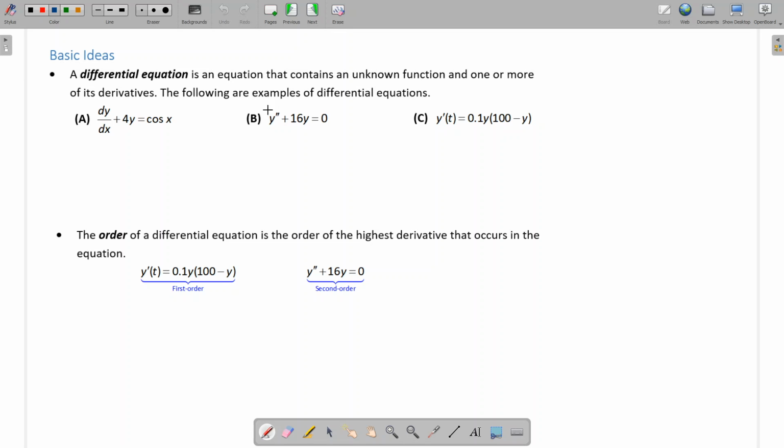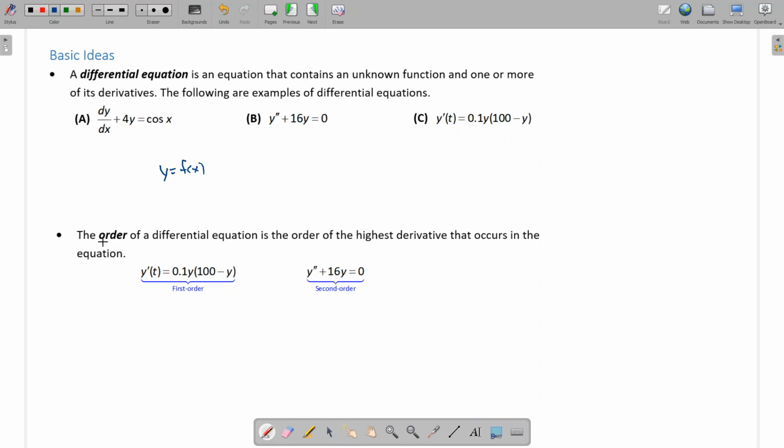In the second one, you have a second derivative of a function with the function itself. And then in this one, we have the first derivative of a function, and it's equal to this product involving the function itself. The big difference with differential equations and normal equations that we're used to is when we solve them, we're not solving for a numerical quantity. We're solving for a function. Our solution will be some function f of x. And we're saying that function has to satisfy the equation.